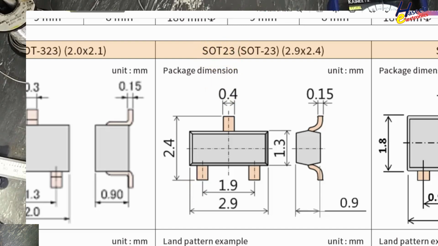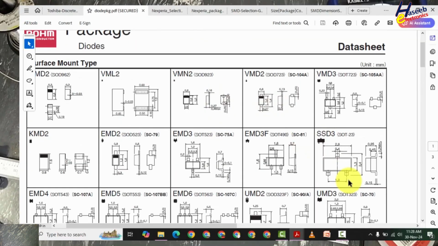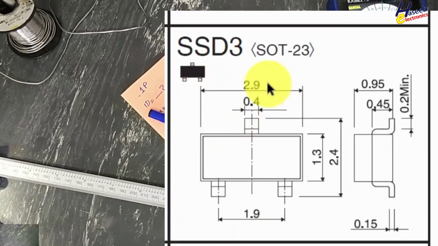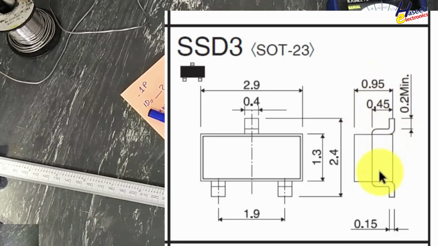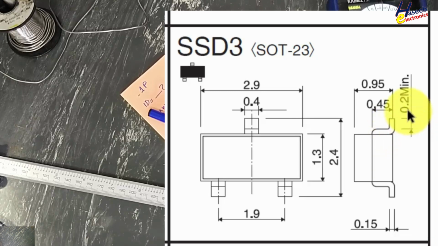We can also verify from other charts. 2.9 millimeter body length, 1.3 millimeter body width, pitch 1.9, from lead to center point 0.45, from lead to the body top 0.95, that is the height of this component, lead thickness 0.15, and lead length after this curve minimum 0.2 millimeter, and the thickness of the complete body is 0.95 millimeter.